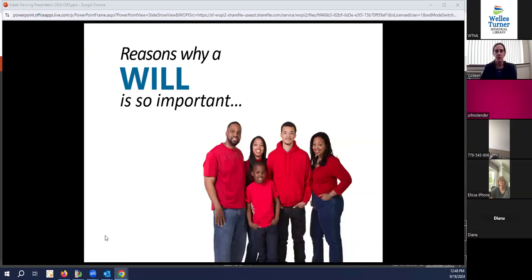First I like to do a little exercise where we think about what is going to follow the path of your will. So imagine my will says everything to my husband. It says if my husband is gone before me, then everything to my 2 sons. Very typical kind of will. Straightforward, nothing fancy about it. What is going to follow that path?